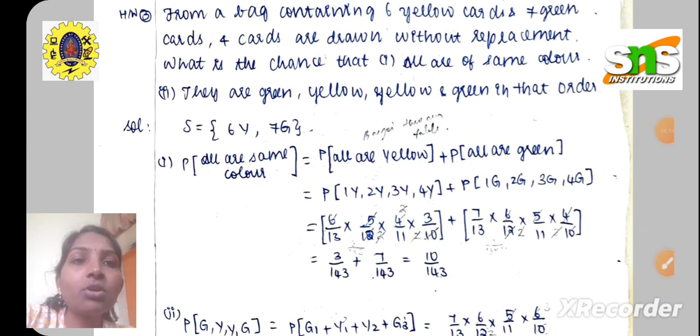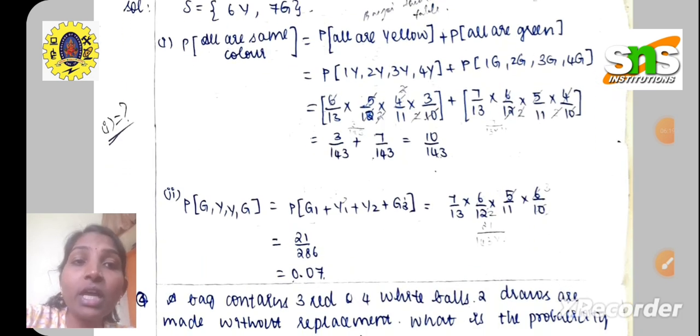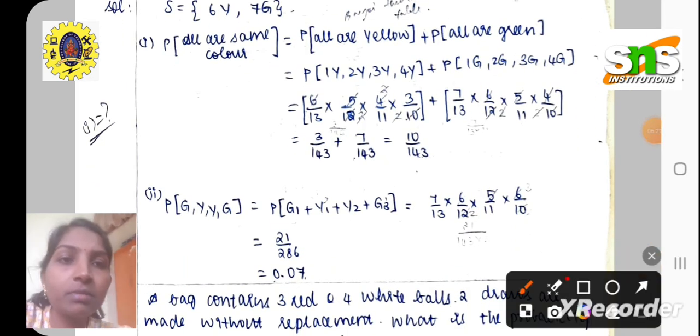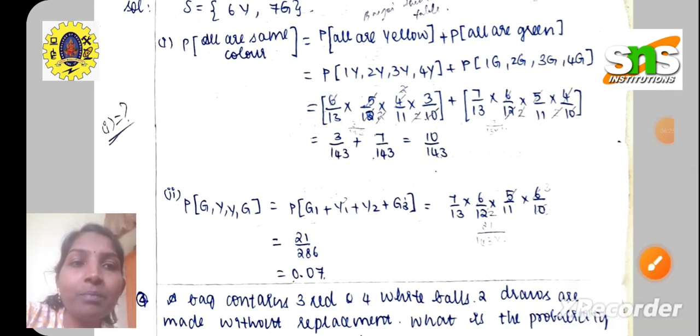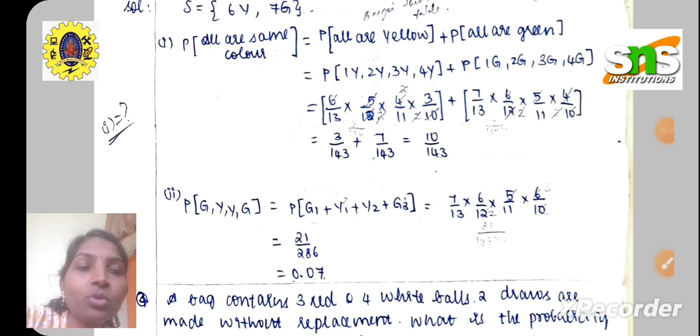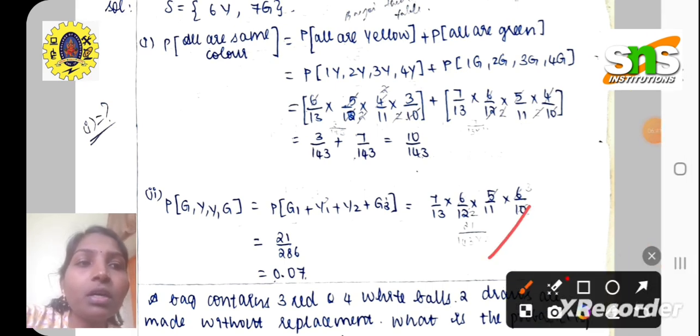In the second case, you are going to say the order is green, yellow, yellow and green. So you are just adding it up: the first card is green, the second is yellow, the third is yellow and the fourth is green. Without replacement means you are just taking out the cards. Out of 13 cards, 7 are green. Out of 12 cards, 6 are yellow. Out of 11 cards, 1 is drawn, therefore 5 are yellow. Out of 10 cards, 6 are green remaining. On simplification, you will have 21 by 286 as the answer.